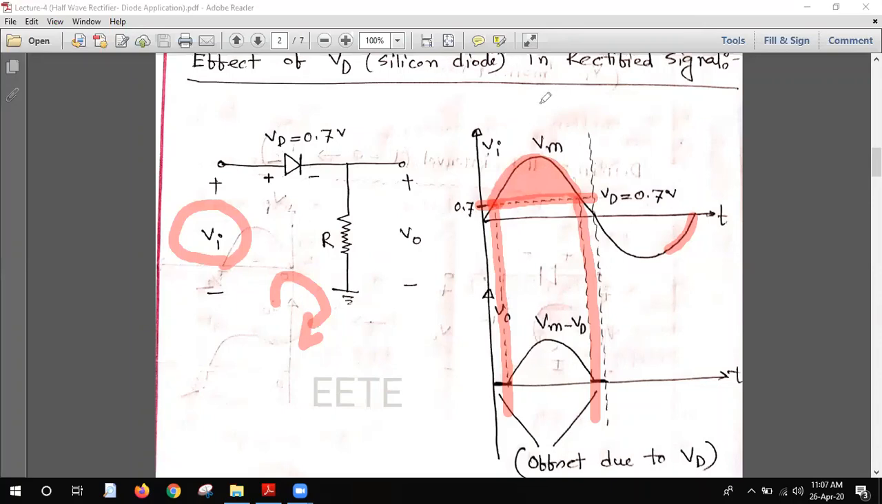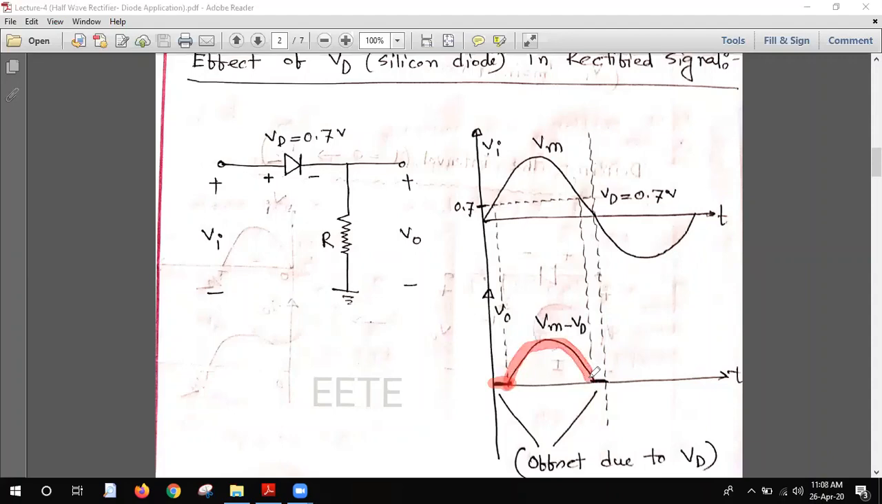That's why till 0.7 it has 0 volt. After 0.7 it starts to increase, and when it is going down, once it reaches 0.7, after that it becomes 0 volt. So that is the effect.